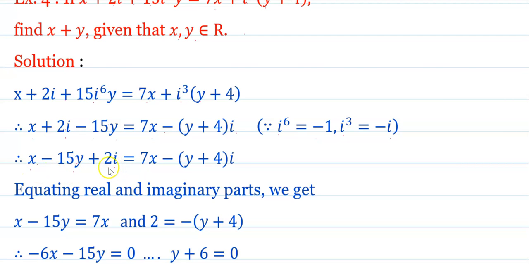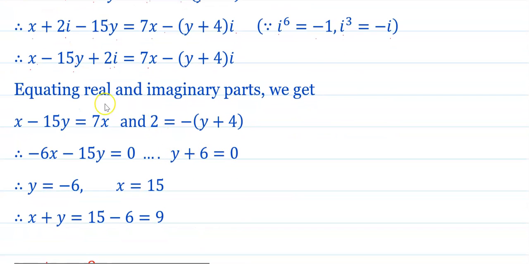Okay. Real part घेतला, नंतर imaginary part. From this side, the real part, imaginary part. Equate real and imaginary. x minus 15y is equal to 7x. Next, 2 is equal to minus in bracket y plus 4. Okay. आणि हे simplify करणार. That is 2 is equal to minus y minus 4. आता evaluate. हा minus y इकडे आणला. That will become plus. Next, minus 4 and minus 2, that's equal to minus 6. Therefore, y is equal to minus 6.